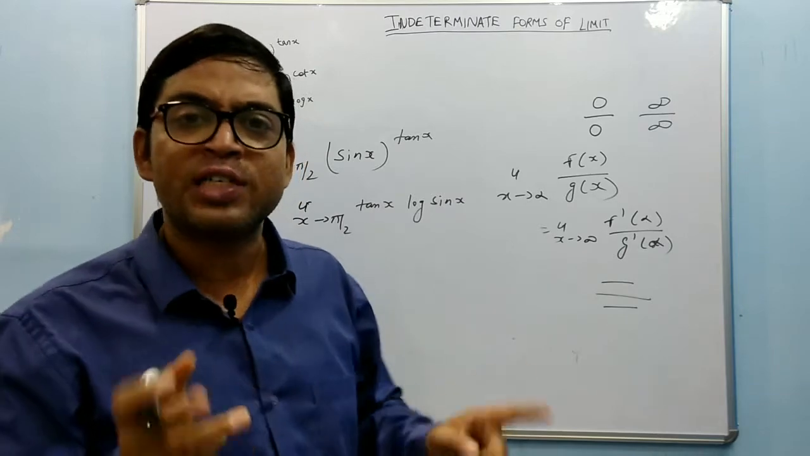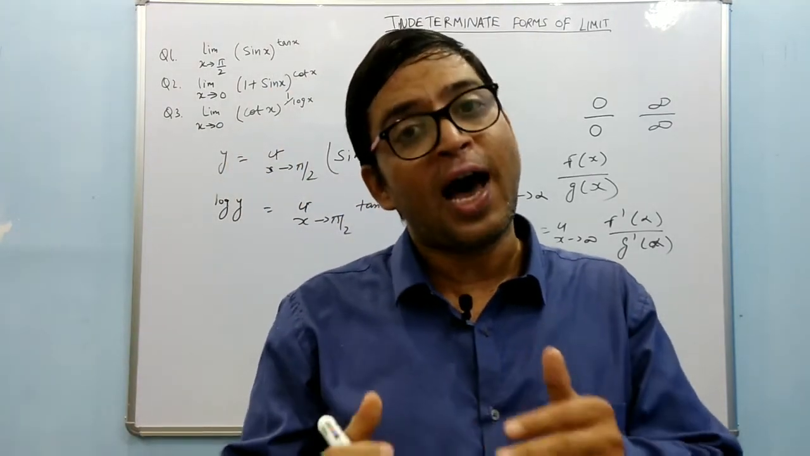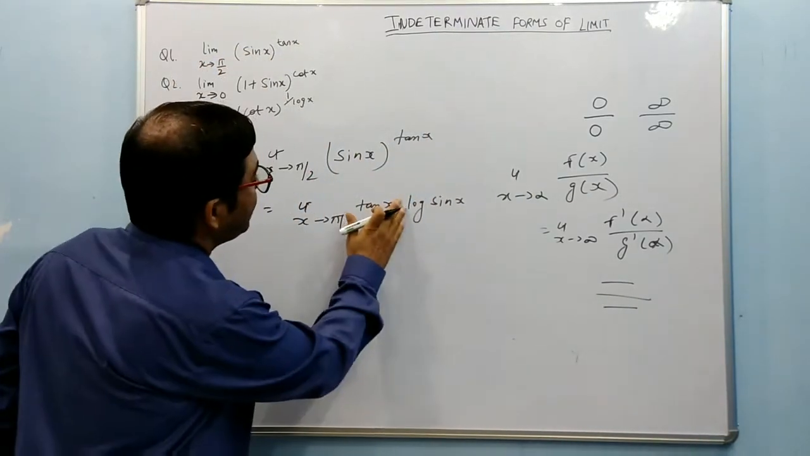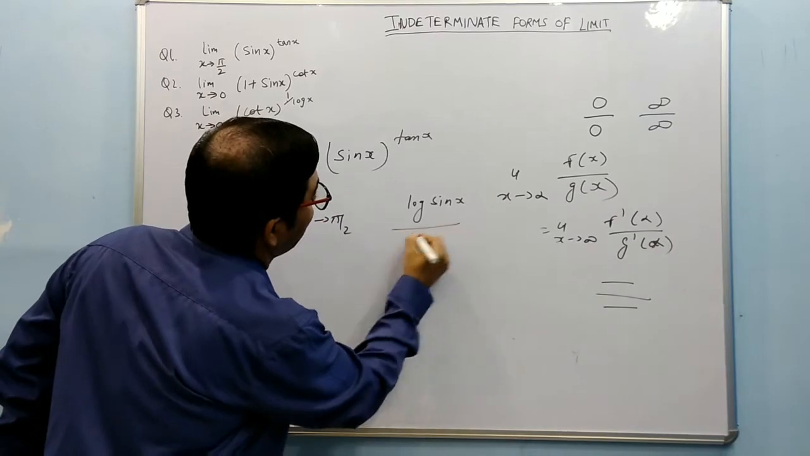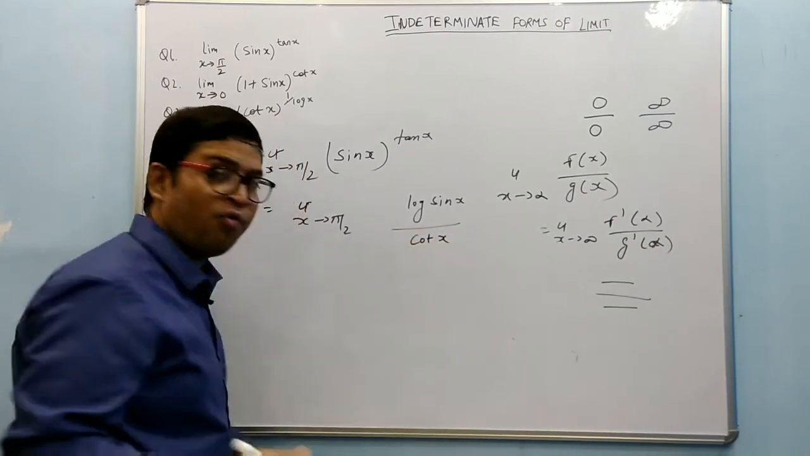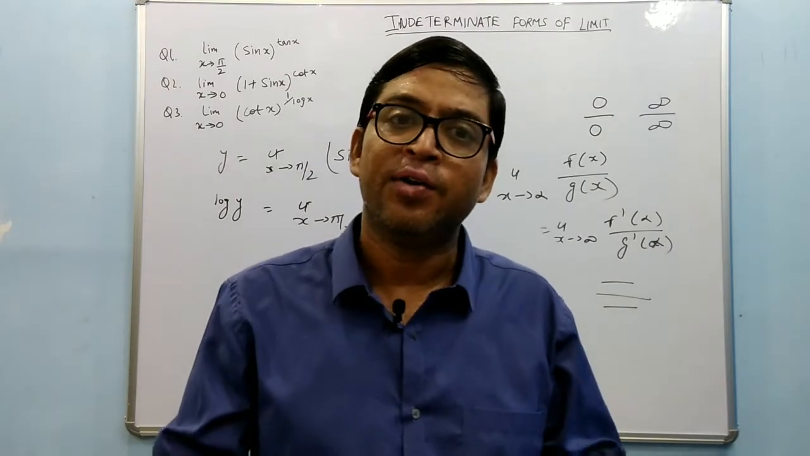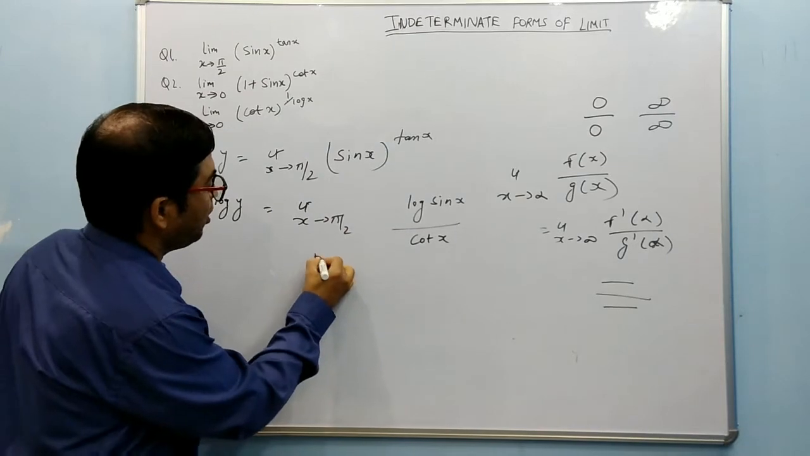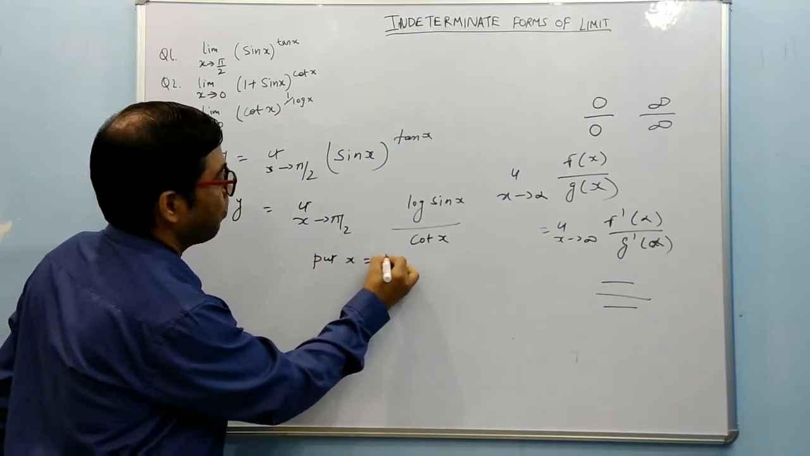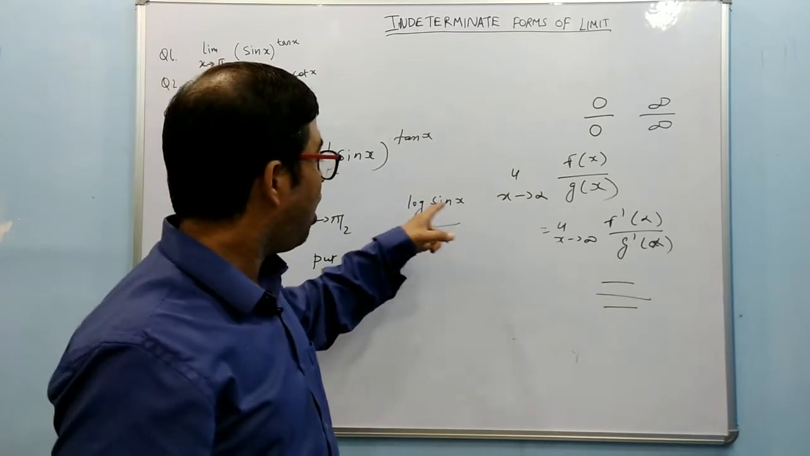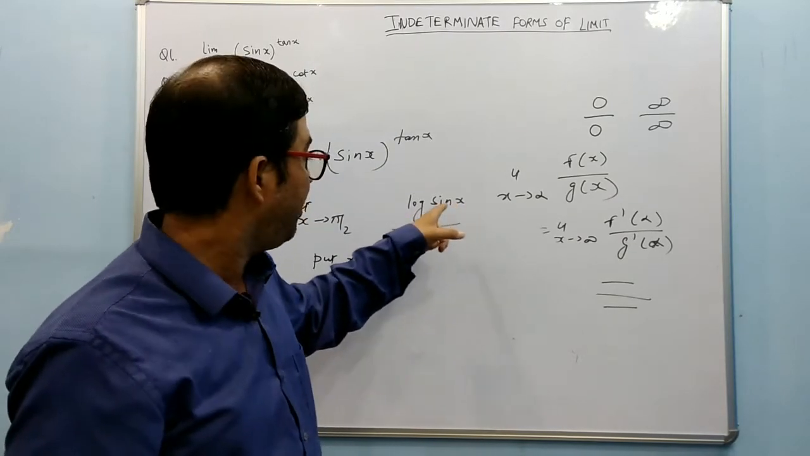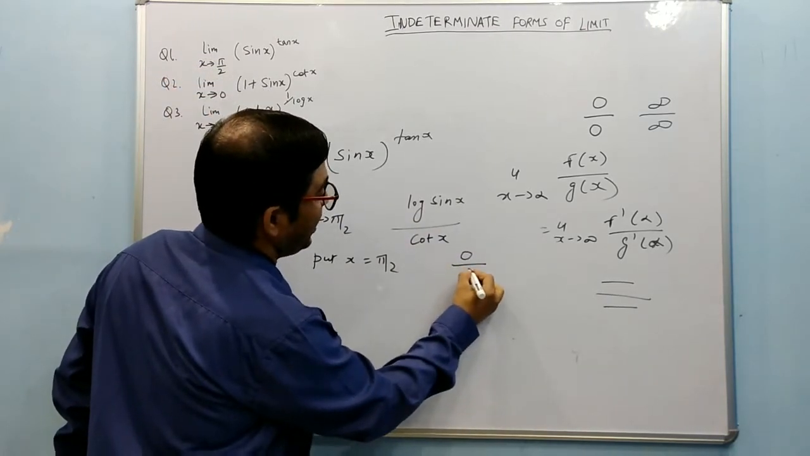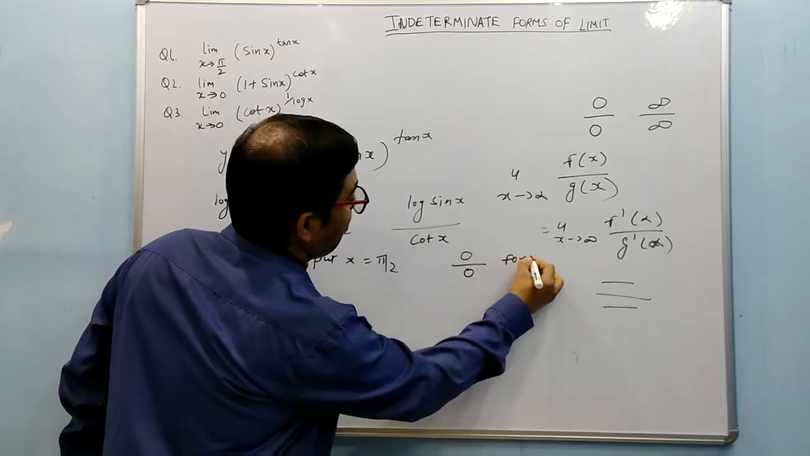As I said, we need first floor and ground floor for the application of L'Hospital rule. No ground floor is here, so we will just write tan x as 1 by cot x. Now the ground floor is introduced. We can see whether L'Hospital is applicable or not. How? You just put x equal to pi by 2 and see what is happening. Log sin pi by 2, sin pi by 2 is 1, log 1 is 0, and cot pi by 2 is 0. So 0 by 0 form.